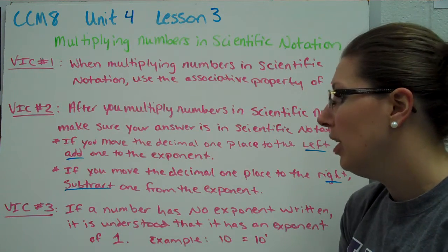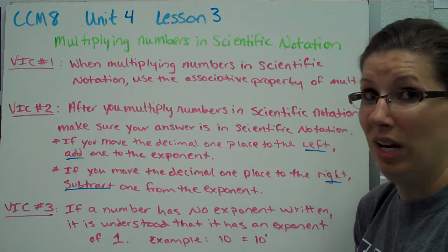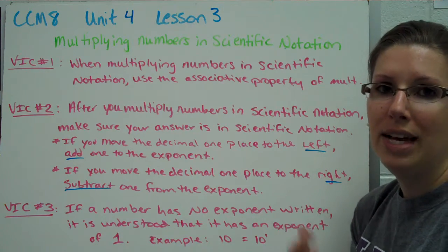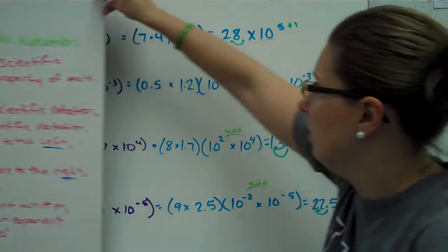So always remember, if a number has no exponent, then it's understood that its exponent is 1. For example, if you have 10, that's really like having 10 to the first power. So here are some examples.